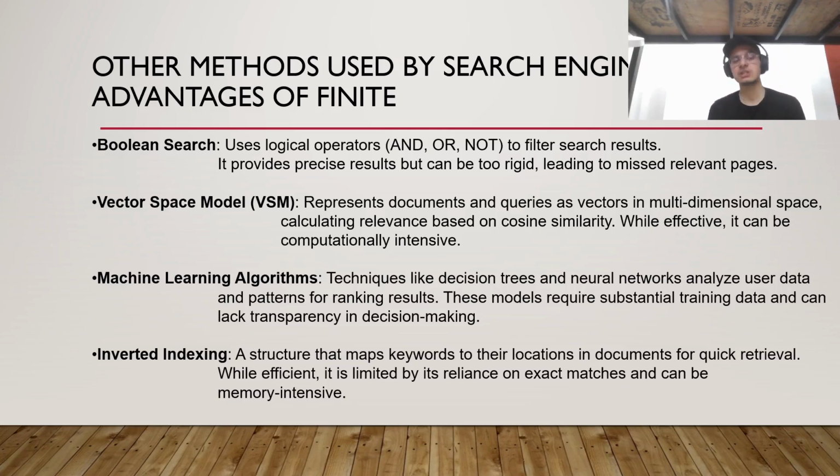Next, we have machine learning algorithms. Technologies like decision trees and neural networks analyze user data and patterns for ranking results. These models require substantial training and can lack transparency in decision making.